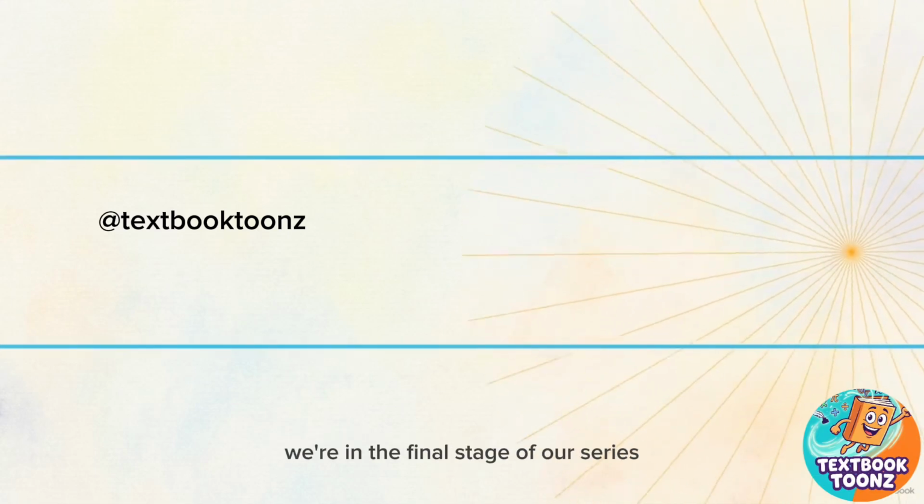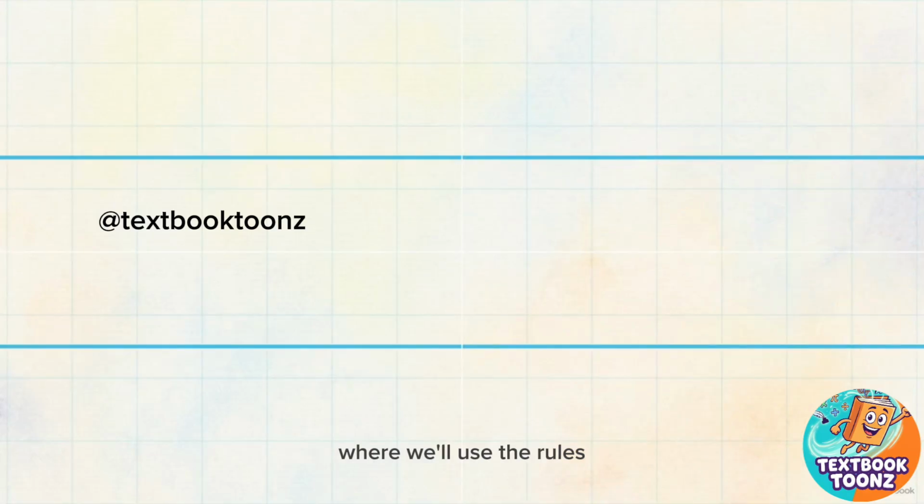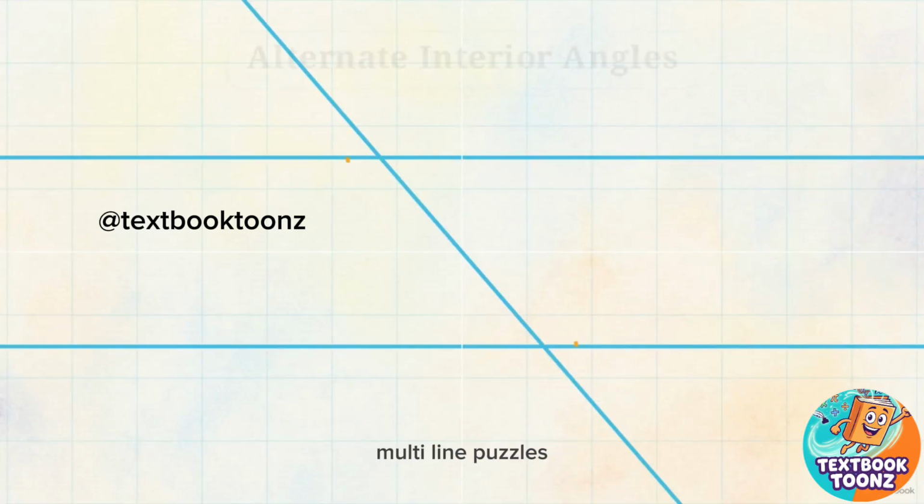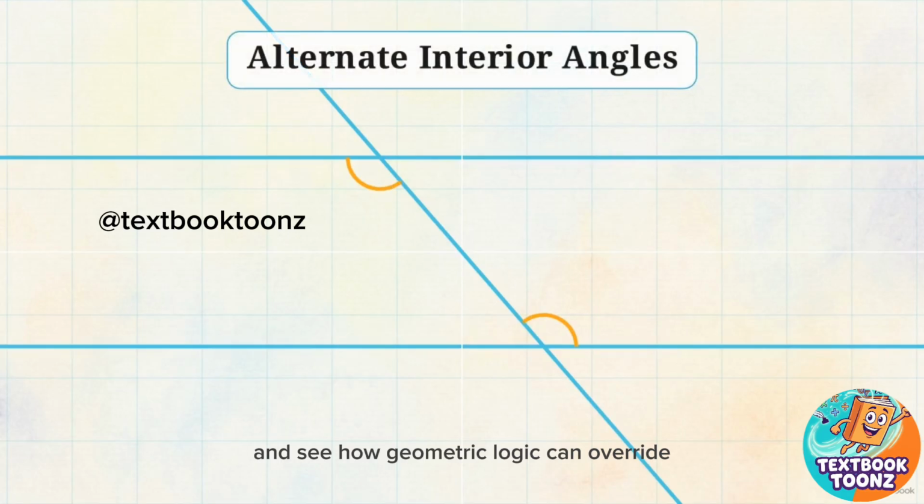We're in the final stage of our series, where we'll use the rules we've gathered to solve complex multi-line puzzles and see how geometric logic can override visual deception.